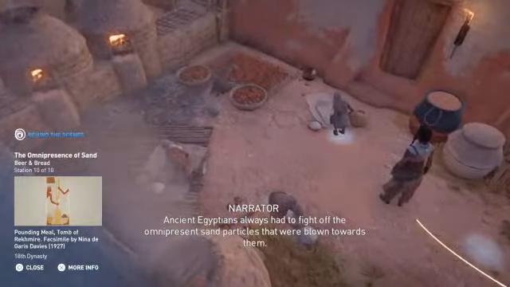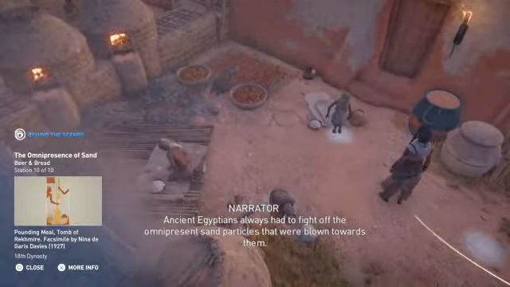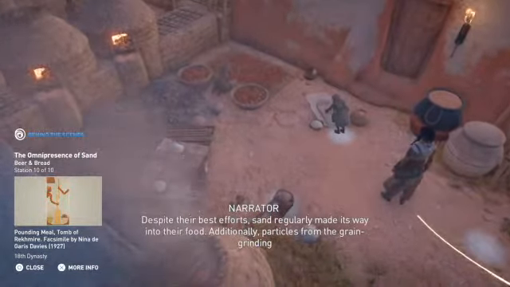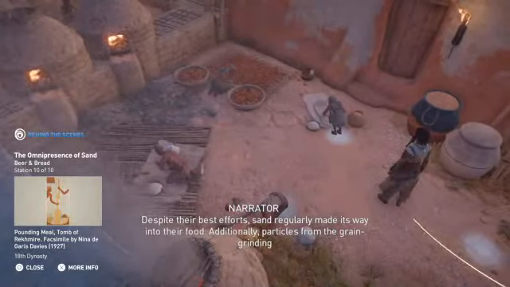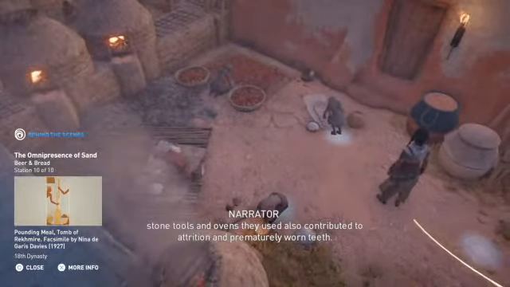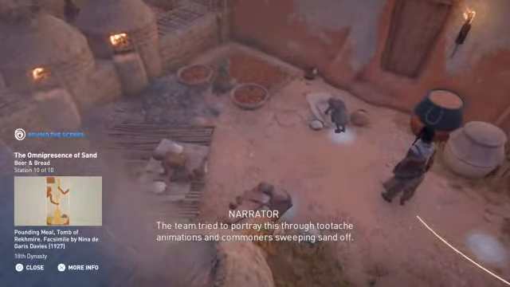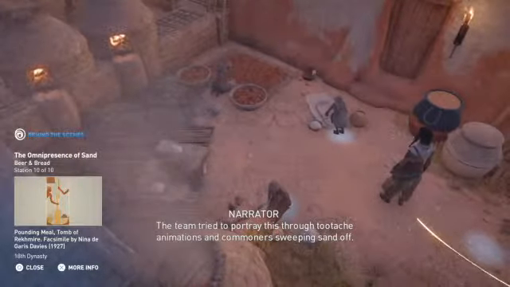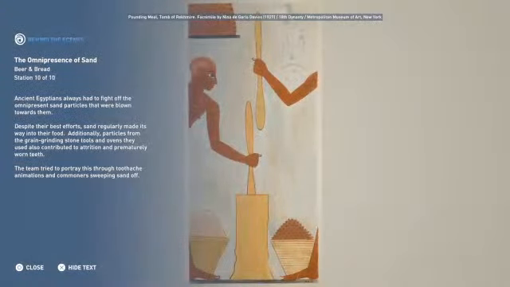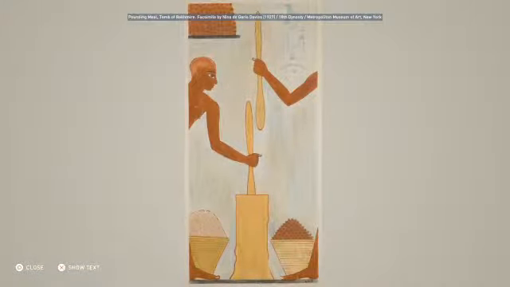The ancient Egyptians always had to fight off the omnipresent sand particles that were blown towards them. Despite their best efforts, sand regularly made its way into their food. Additionally, particles from the grain-grinding stone tools and ovens they used also contributed to attrition and prematurely worn teeth. The team tried to portray this through toothache animations and commoners sweeping sand off. Or you see it in 1927, 18th Dynasty, Metropolitan Museum of Art in New York. You can see that in person.